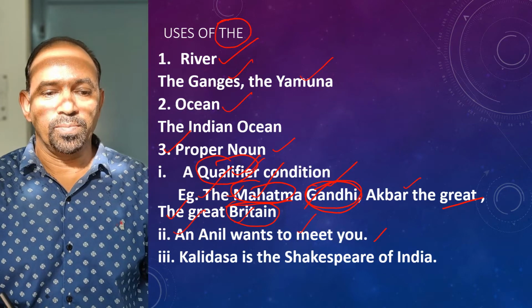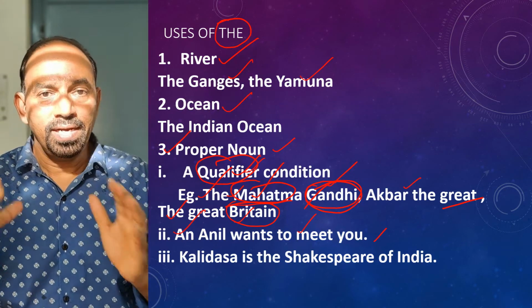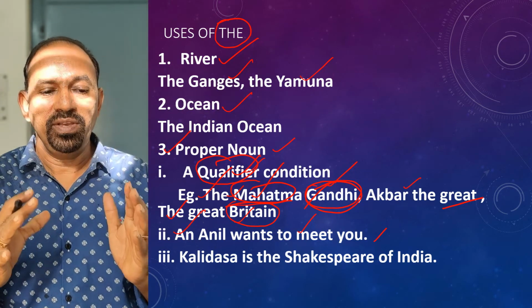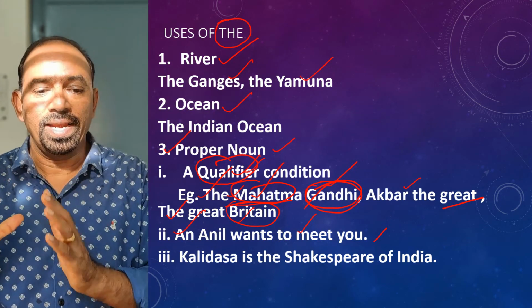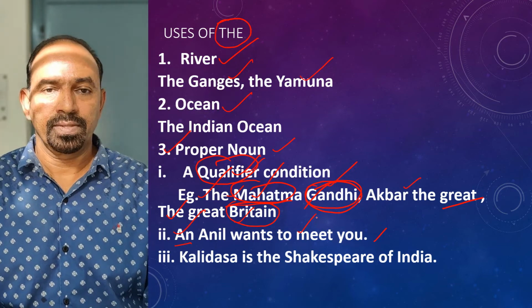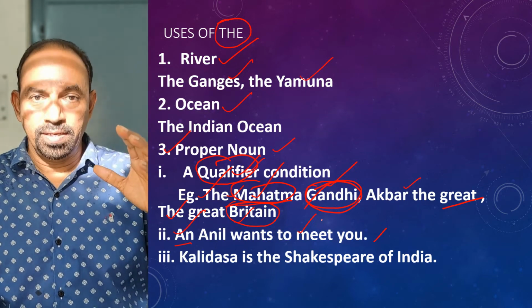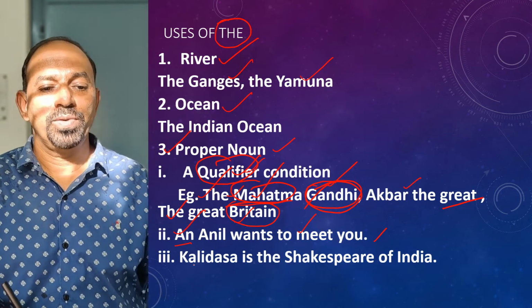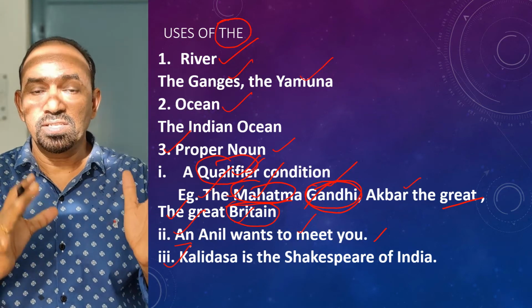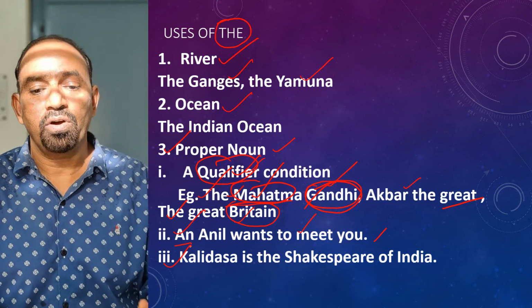Look at the next example. An Anil wants to meet you. Anil is a proper noun, but here we used an Anil wants to meet you. Here, generally speaking, a man named Anil wants to meet you. Look at the third sentence. Kalidasa is the Shakespeare of India.